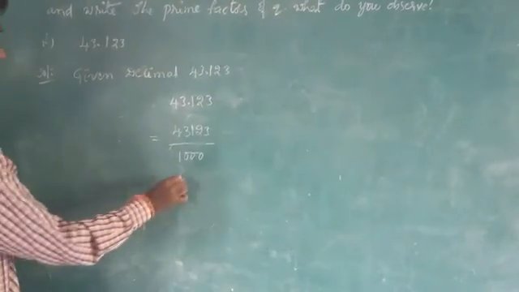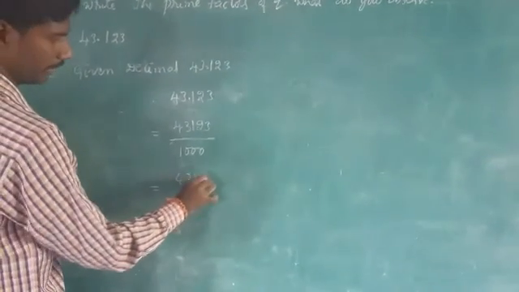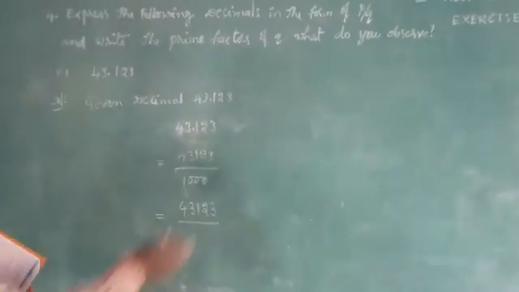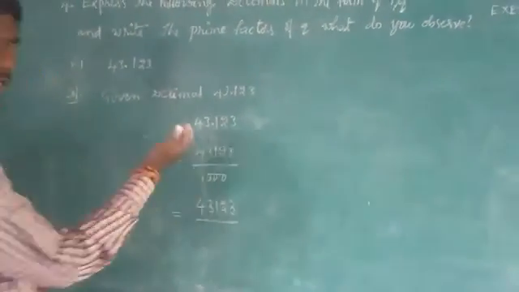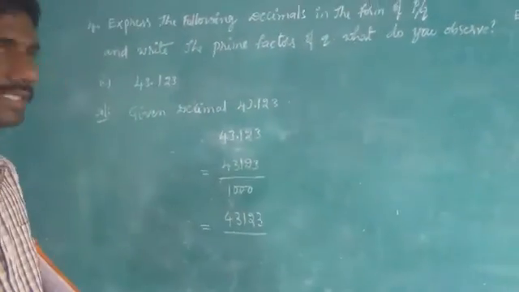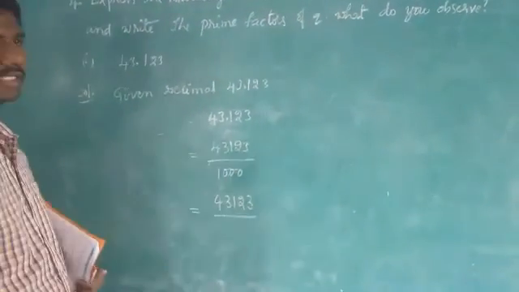See, here is 43,123, but he said clearly, if you express it in the form of P by Q, after that write the prime factors of Q. What are the prime factors of Q?